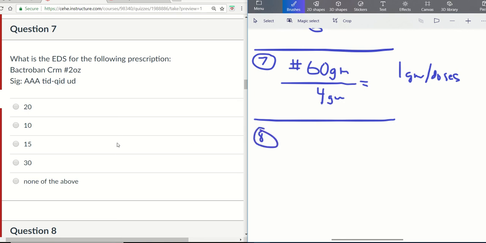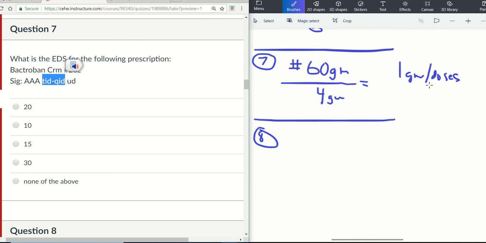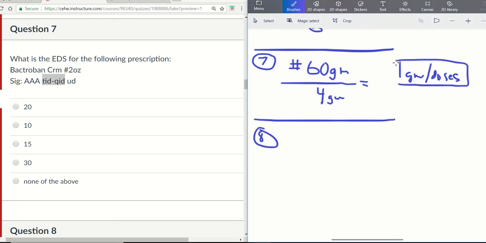So wait, what? What'd you get? How'd you get it? 60 divided by 4. 3 to 4 times a day. Yeah. So we go with the max, with the assumption they use 1 gram per dose.